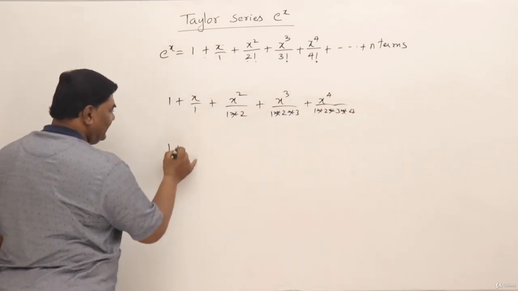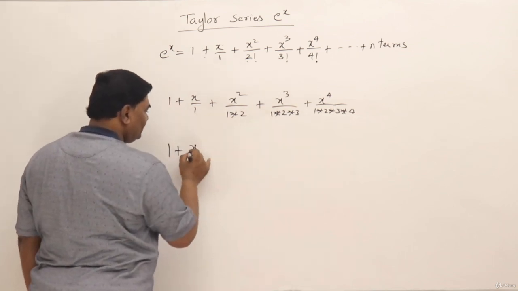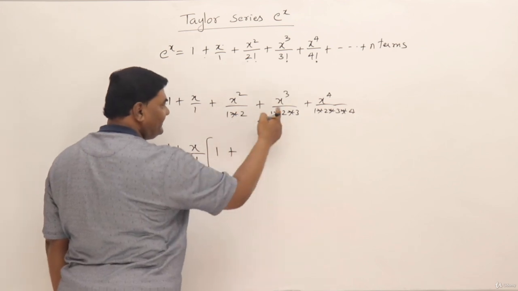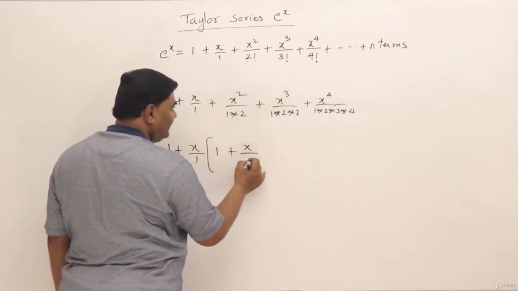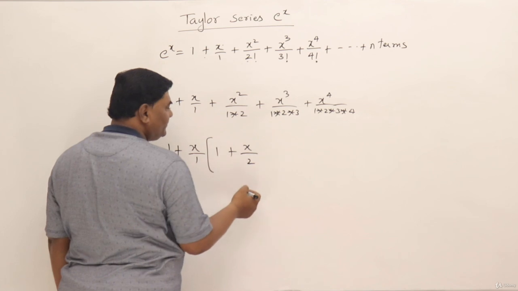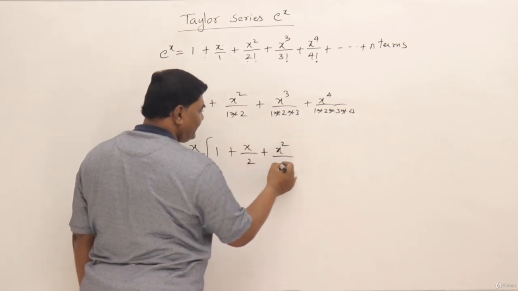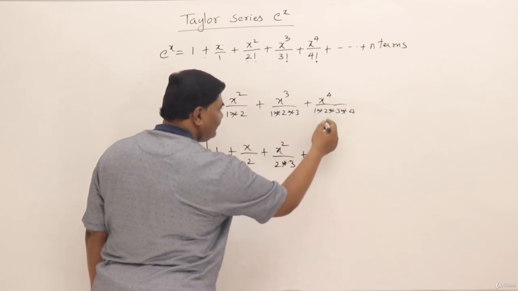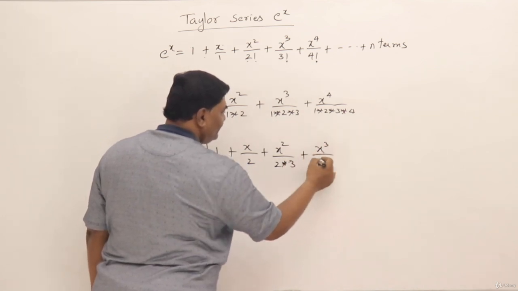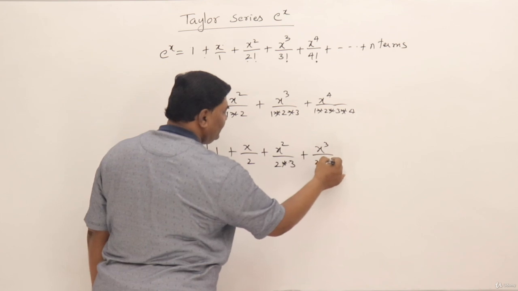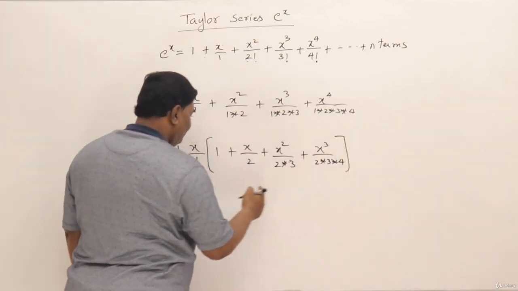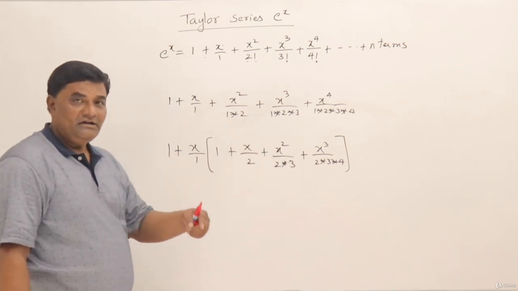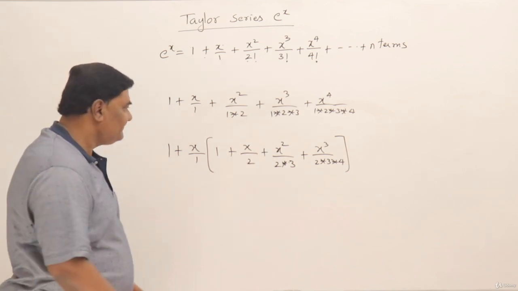Now in this I can take x as common for all, and the denominator is 1. So this is 1 plus x by, when x is taken as common, just 1 into 2, so let us write it as 2, plus x square, where x is taken as common and 1 is taken as common, so this is 2 into 3, and plus x cubed by 2 into 3 into 4. So I have taken the first common term. Numerator and denominator both have reduced. Now let us see if we can take more common values.